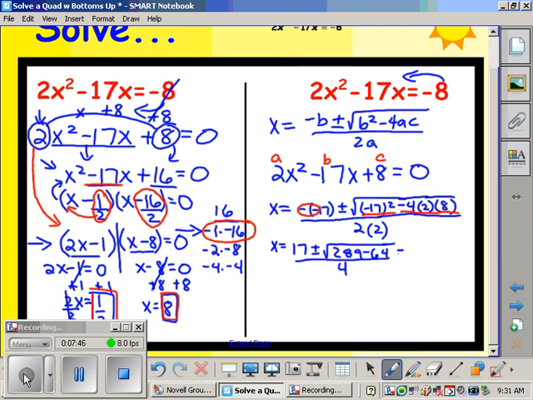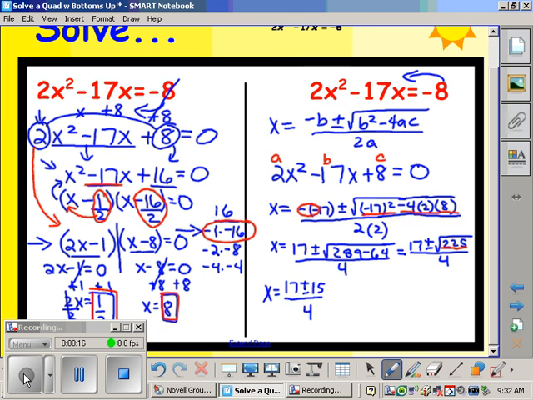From here, we're going to finish simplifying underneath the radical. So 289 minus 64 is 225. Now 225 is a perfect square, so we're going to go ahead and take the square root of 225, and we're going to make it equal to 15. So now we have 17 plus or minus 15 divided by 4.